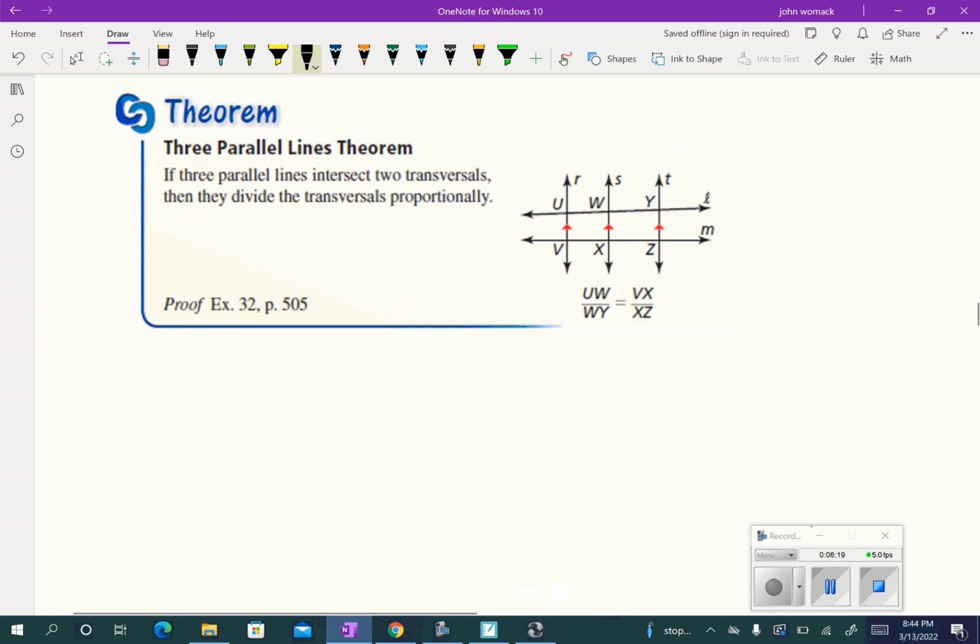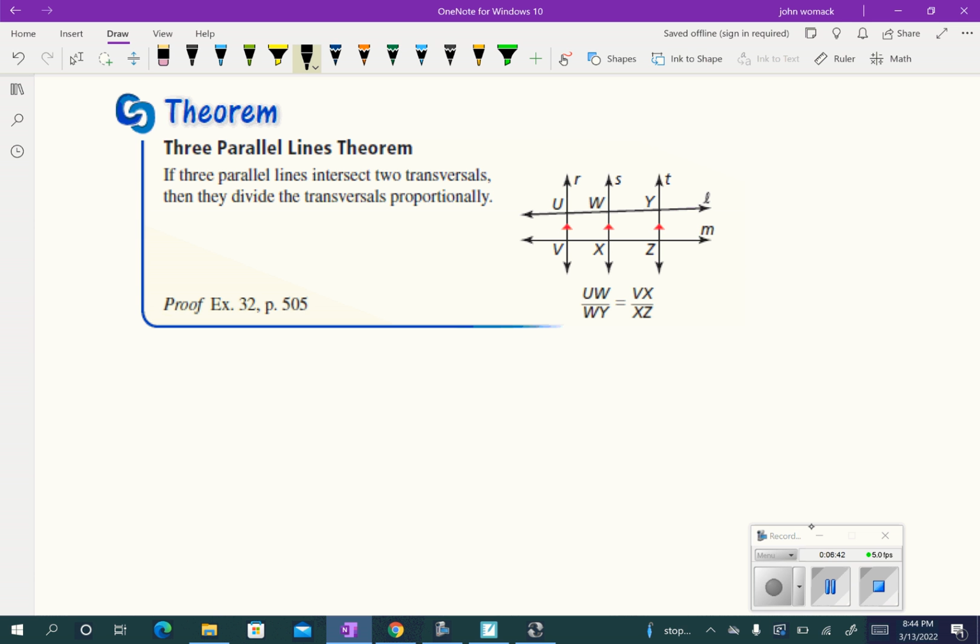Okay, here's our next theorem. This is called the 3 parallel lines theorem, although it could be more than 3. See if this makes sense. It says if 3 parallel lines intersect 2 transversals, then they divide the transversals proportionally. So I've got these 3 parallel lines. There's my first one, line S, and line T, and they go through line L and line M.